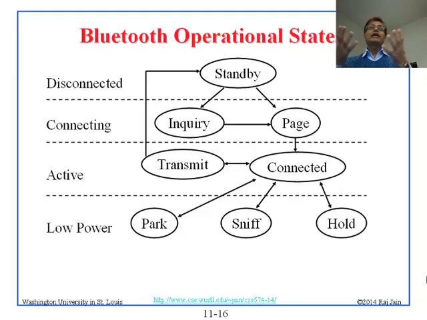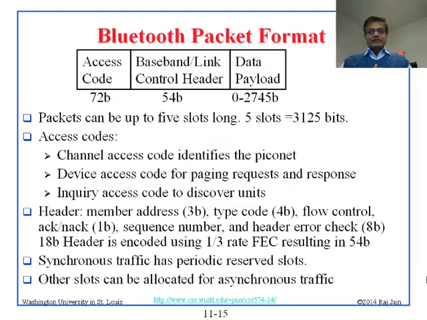So when you join a network, you get a 3-bit address, that you are number 7, 6, 4, 5, 3, whatever. And that is the first thing in the header. Second thing is the type code. Type code is 4 bits long, and it explains what kind of message it is. Flow control and ACK and NAK are 1 bit each. Sequence number, and the header error check is 8 bits. The total is 3 plus 4, 7 plus 1, 8 plus 8, 16 bits only.